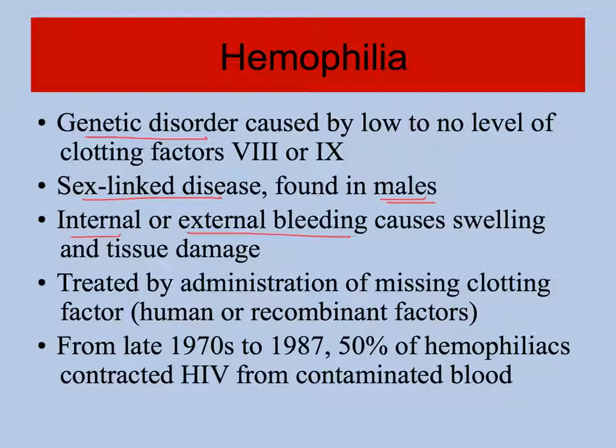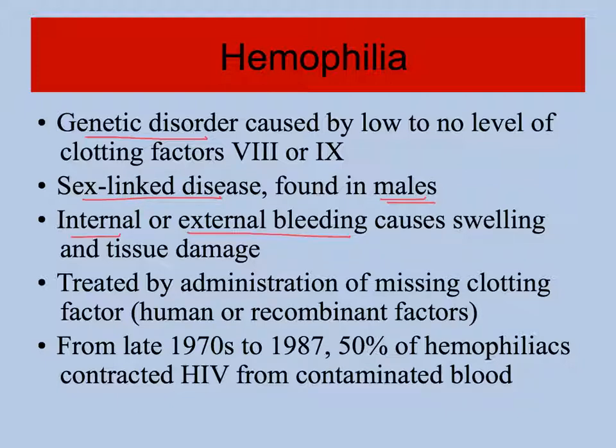This happens especially with joints. The knee seems to be a real prime joint that ends up being a place where little bleeds happen. And then the swelling eventually could cause tissue damage by the pressure of the pooling blood. Currently, it is treated by administering the missing clotting factor, either on a regular basis in kind of a proactive sense, just in case something might happen, or on an as-needed basis.